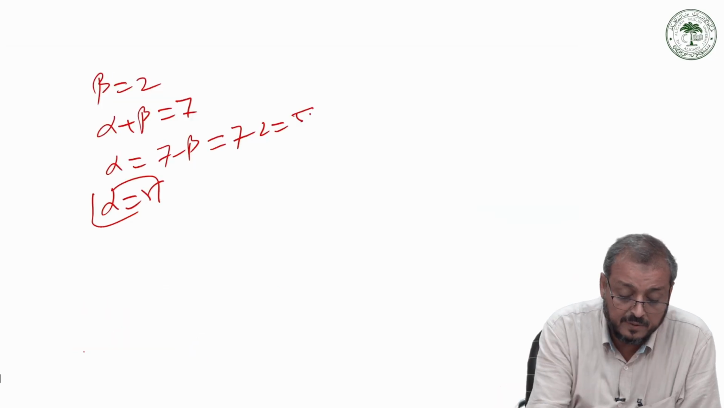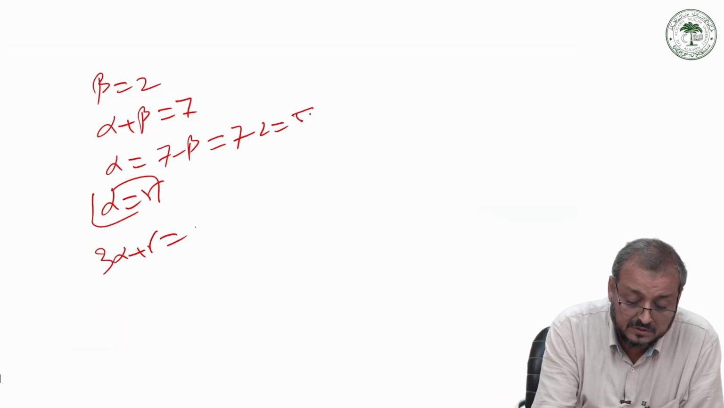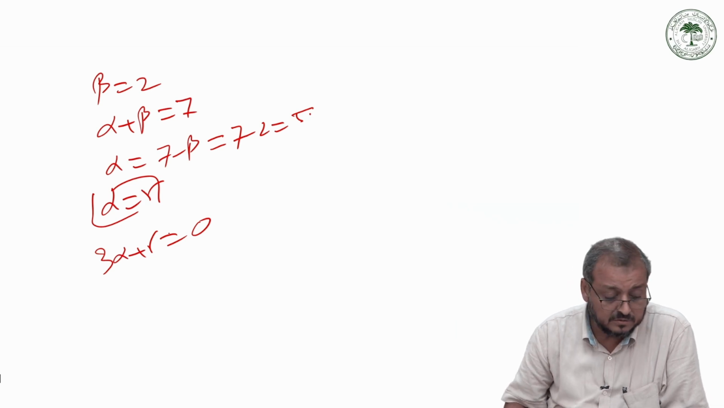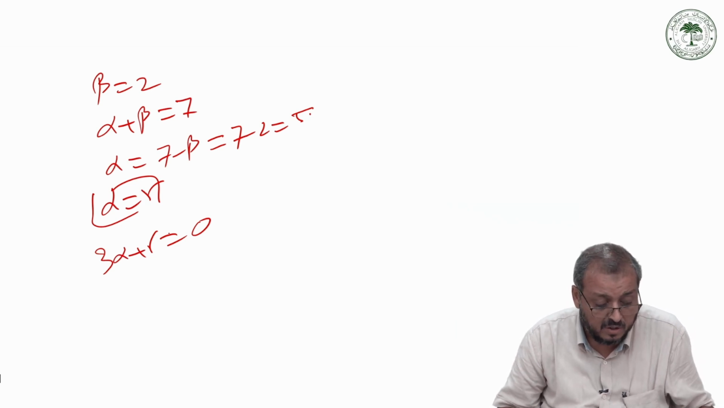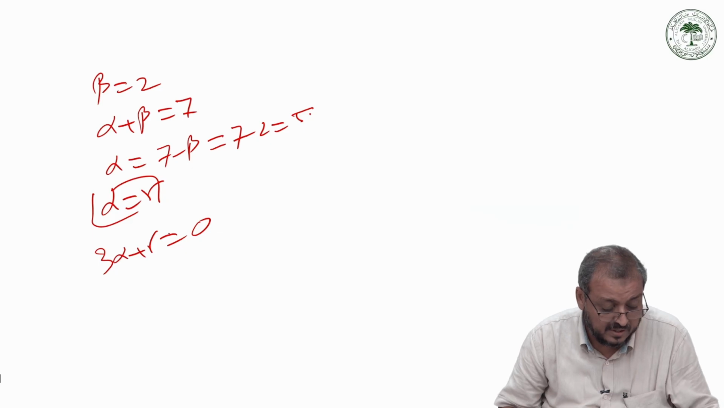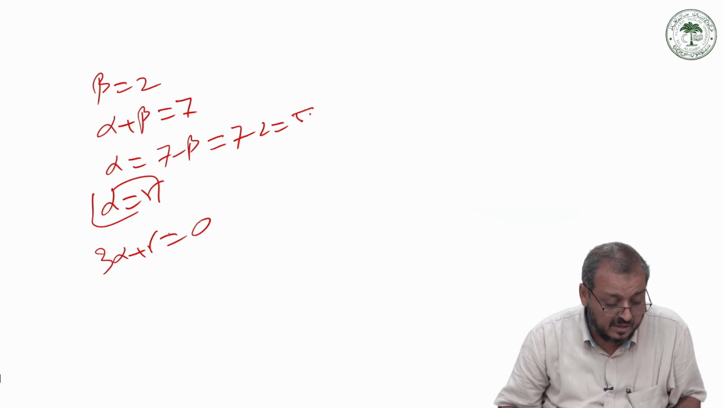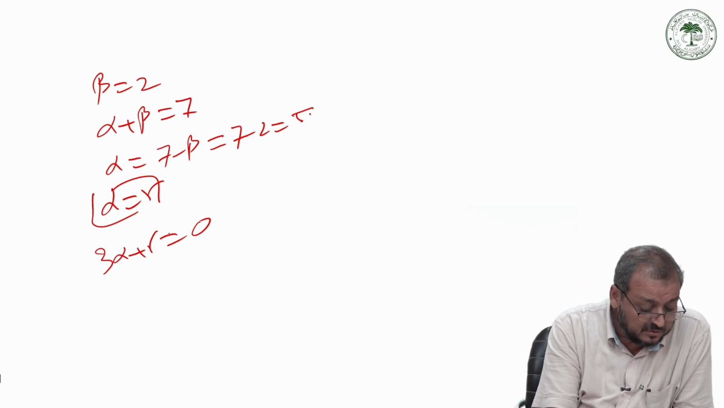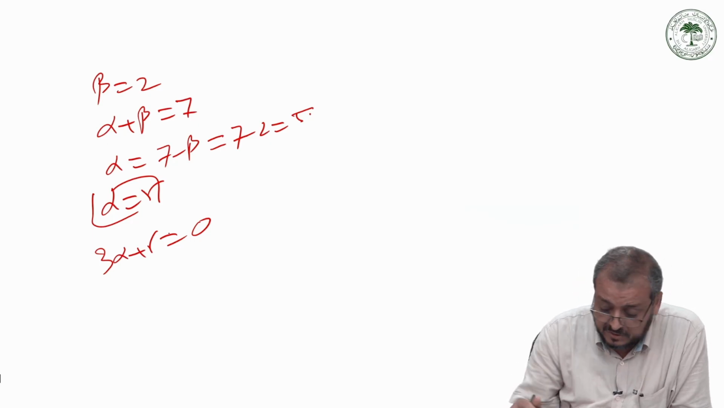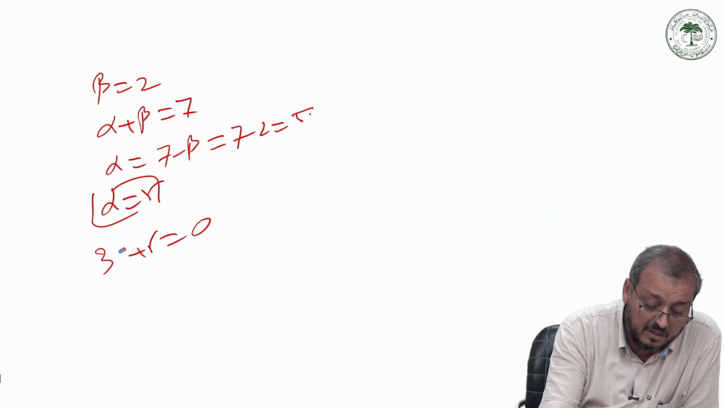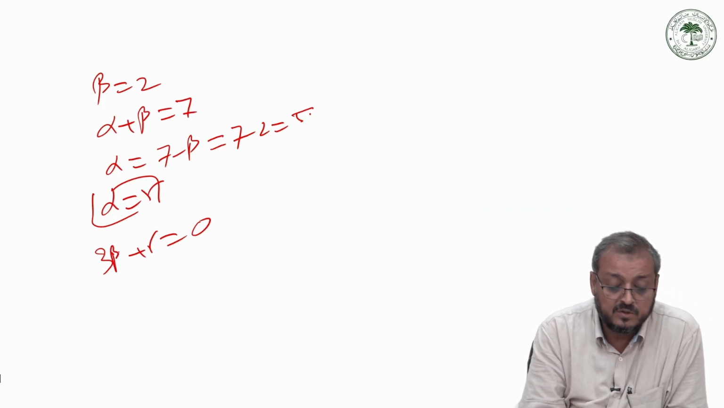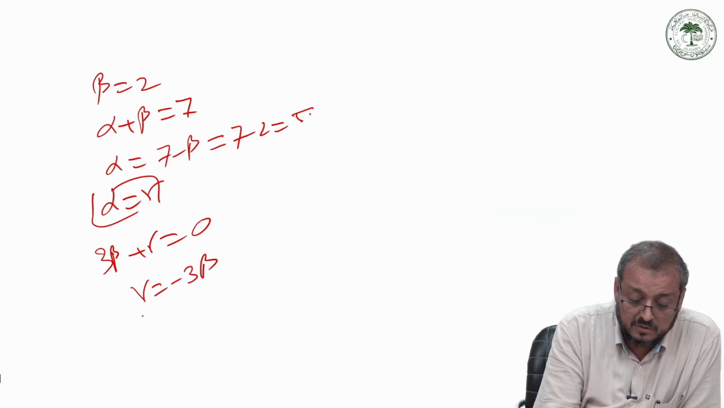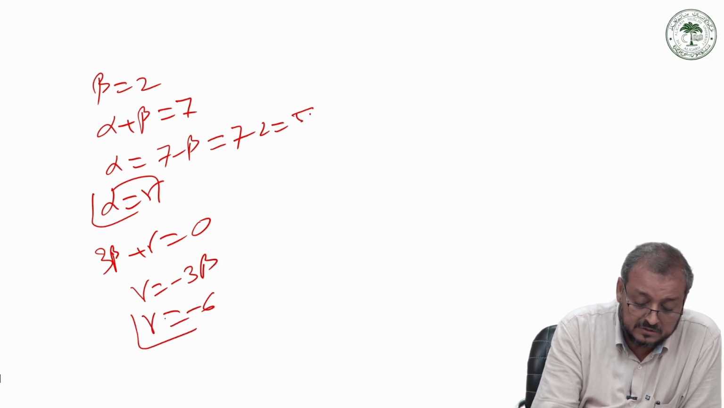And then we also have the equation 3 beta plus gamma equal to 0. Sorry, not alpha, it is 3 beta plus gamma equal to 0. Beta is equal to 2, so gamma is equal to minus 3 beta. So gamma is equal to minus 6.